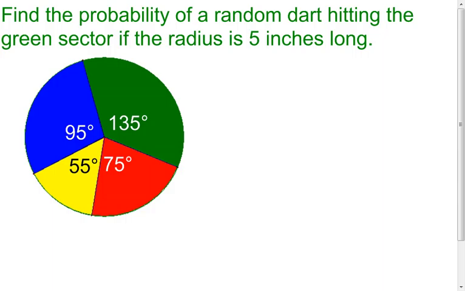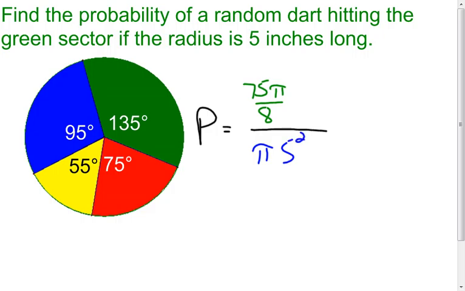So what I can do is look at my probability in terms of area. I'm going to say probability is going to equal, now my favorable region would be the area of the green region, which, going back to the other day, I calculated to be 75 pi over 8. And then we'd have to do the area of the total region, which would be the whole circle. Well, the area of the whole thing is a circle, so pi times the radius squared, and the radius is 5 squared. So that would be 25 pi.